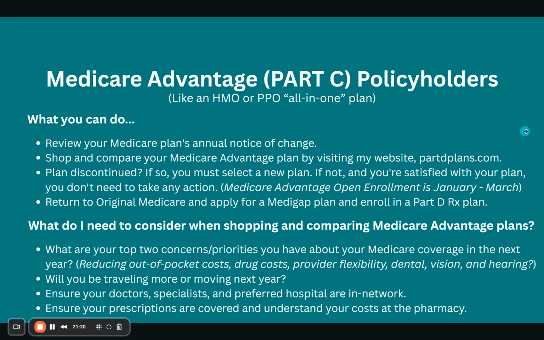Now, we'll talk about if you have a Medicare Advantage Part C plan, like an HMO or a PPO, an all-in-one plan. Well, here's what you can do. You can review your Medicare plan's annual notice of change. Again, I highly encourage that. Shop and compare your Medicare Advantage plan by visiting my website, partdplans.com. If you've been notified that your plan is being discontinued, you must select a new plan. Now, some of these Medicare Advantage plans will change names, so they might map you to a new plan name. In that case, you would want to compare that new plan name that you're seeing there. And you could definitely make a change if you wanted to.